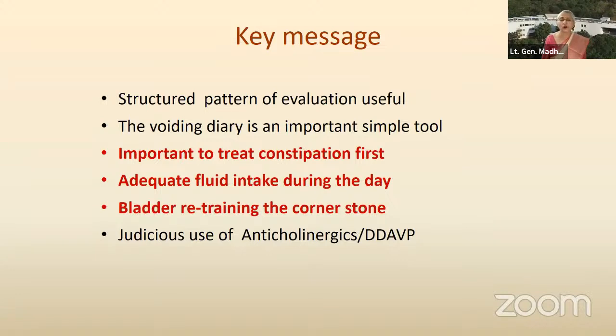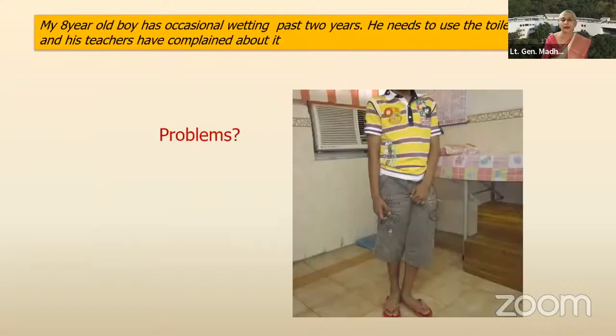For that, we would always start with treating the constipation consistently and correctly and for a good duration, and get that relieved and sorted out first. Ensure the child is taking adequate fluid during the day, and then bladder retraining forms the cornerstone. Judicious use of anticholinergics may be added.